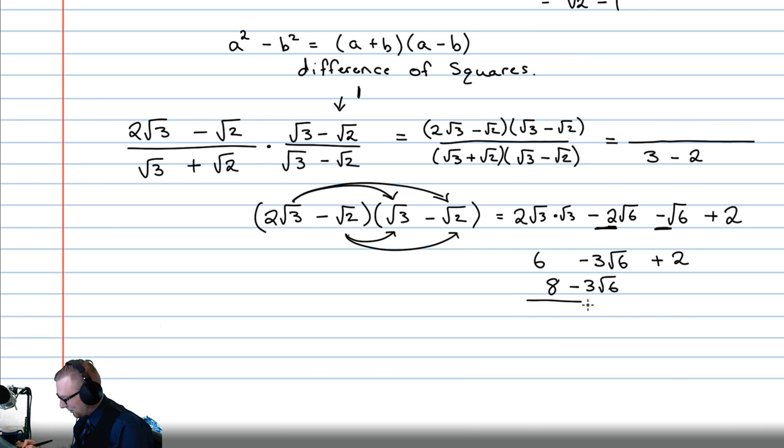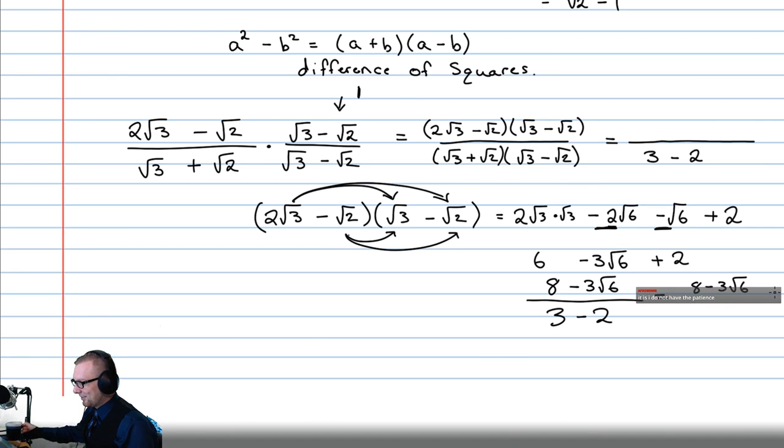And don't forget we still have on the bottom 3 minus 2. So our final answer is what? 8 minus 3 root 6. There you go.